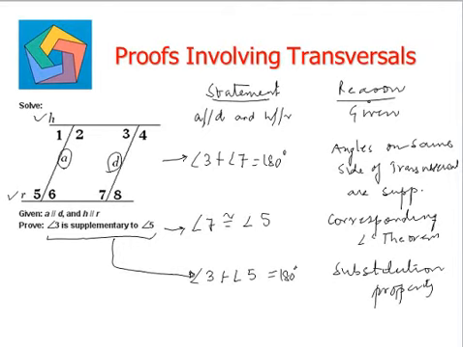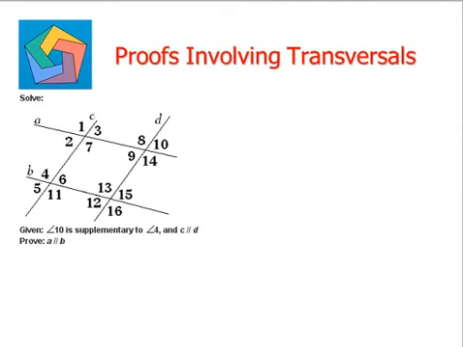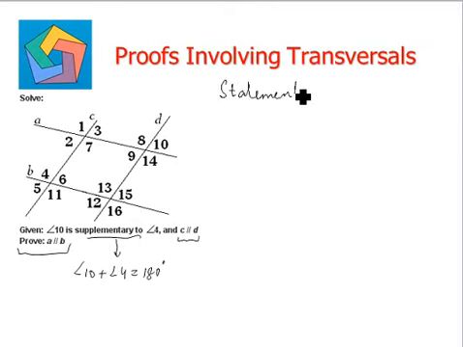Let's move on to the next question. Solve. Here we are given angle 10 is supplementary to angle 4. This implies that angle 10 plus angle 4 equals 180 degrees. This is given, and also given is C is parallel to D. We have to prove that line A is parallel to B. So let's write down our statement and the reason proof.